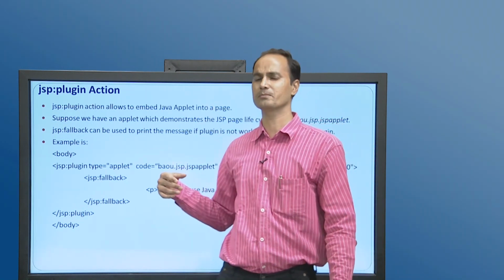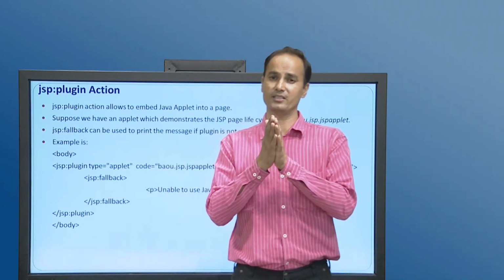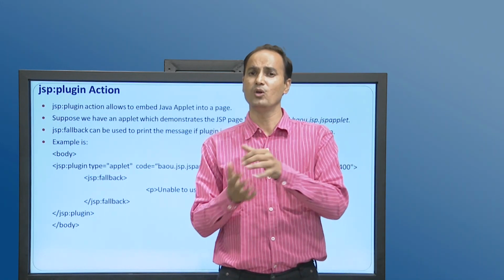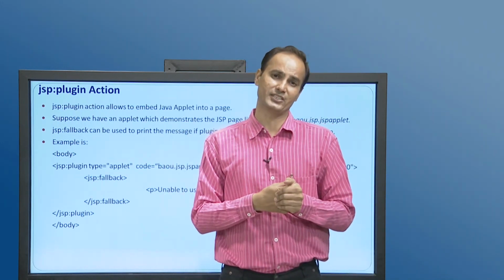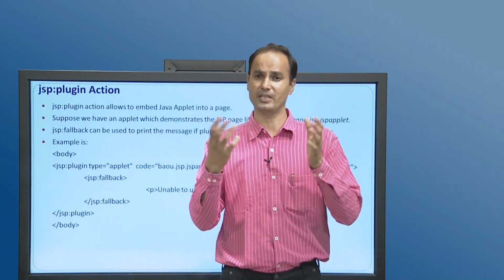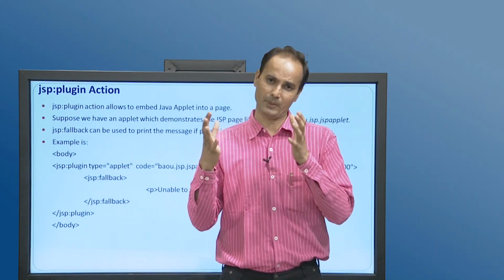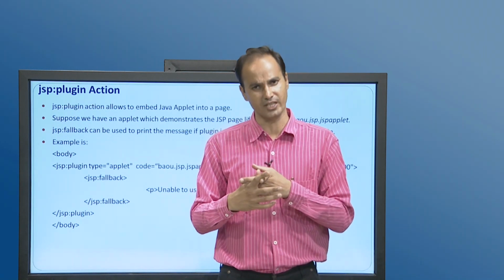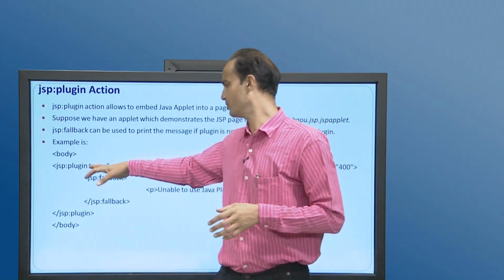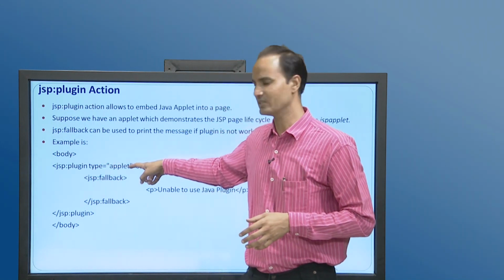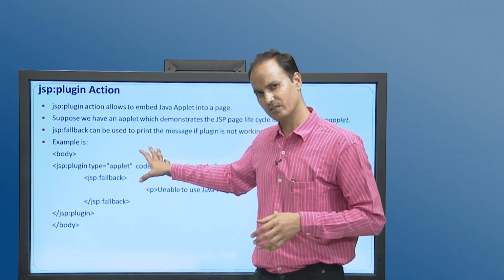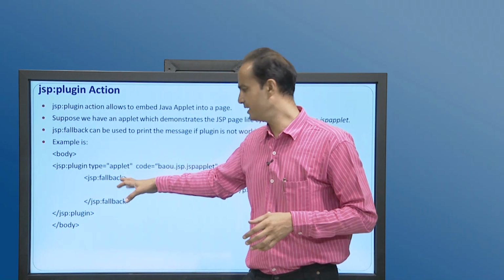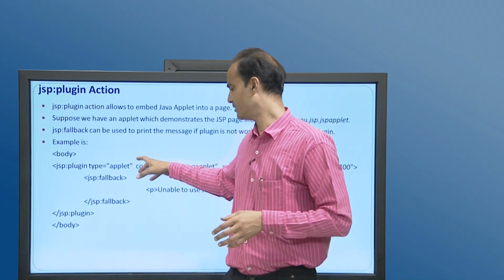The next action is plugin, jsp:plugin. This standard action helps us to embed an applet in our JSP file. Sometimes if you want to embed applet kind of controls in a JSP file, this standard action helps us to do that. The syntax is simply you need to specify plugin, type equal to the component you want to plug in. Here we are trying to plug in an applet.